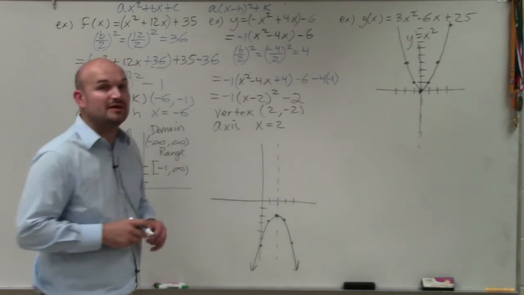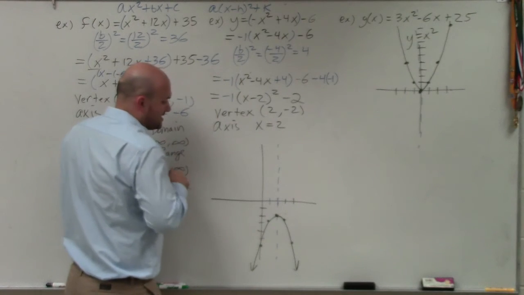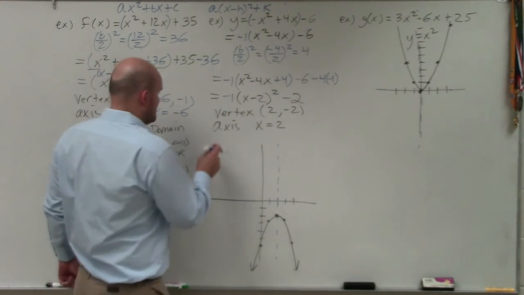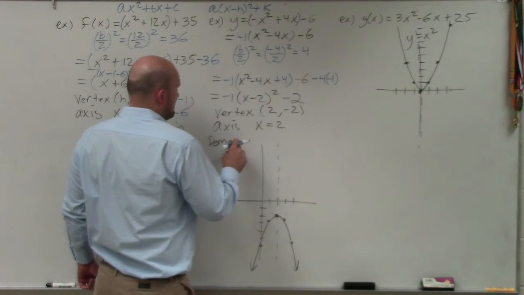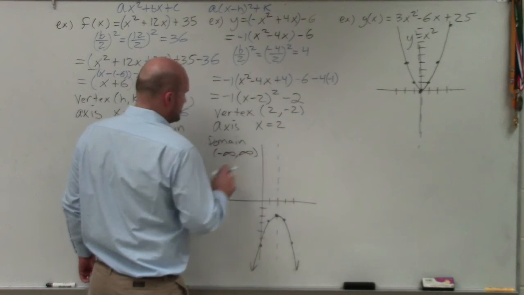OK, so now let's go ahead and get into the domain and range. Remember, the domain is the set of all x values. Well, again, this graph is going to continue getting wider and wider and wider. So I can say the domain is going to be all real numbers, or from negative infinity to infinity.